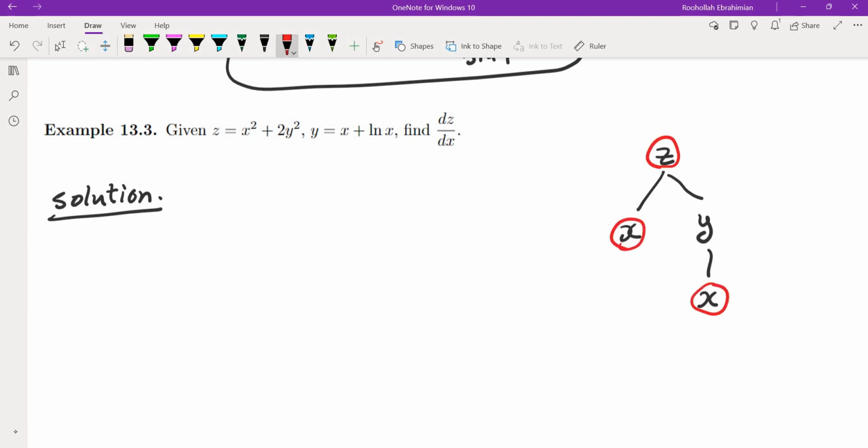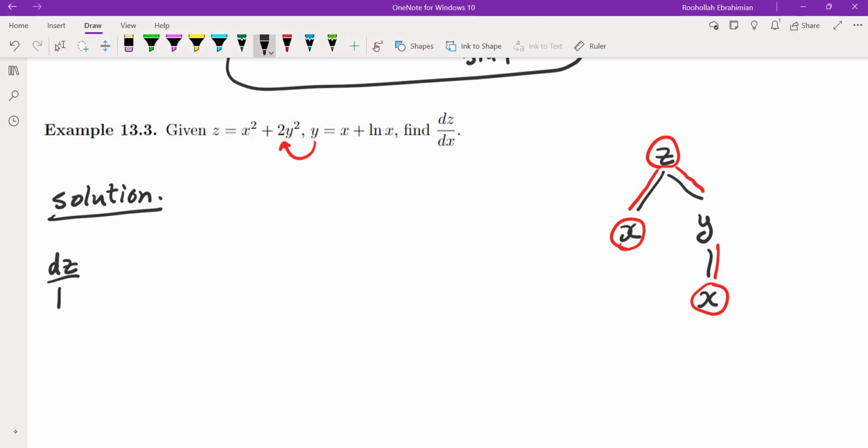Okay, so one way would be to substitute this x in here and then differentiate. That's definitely an acceptable method, but we would like to learn the chain rule. That's why I'm not going to do it that way. It also is going to be a little bit more complicated. So starting from z, we have two different paths that end with x. So we are going to write down the formula for each one of them.